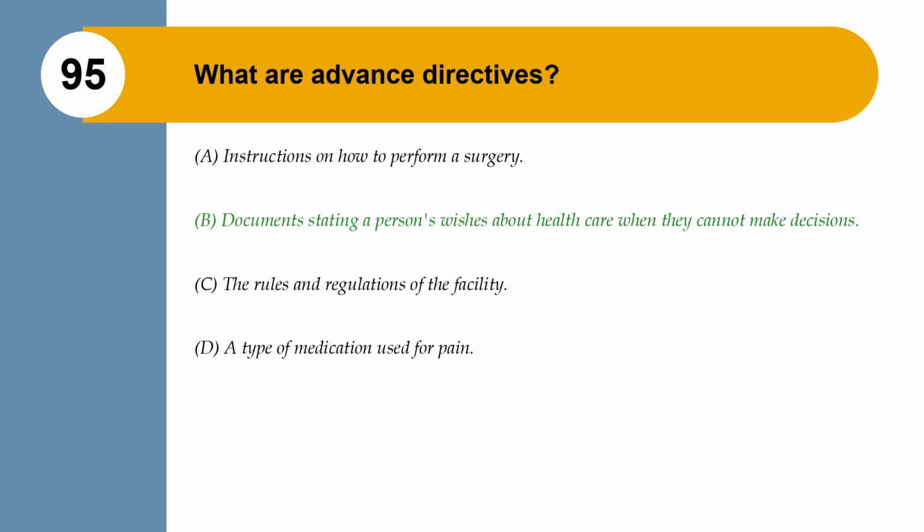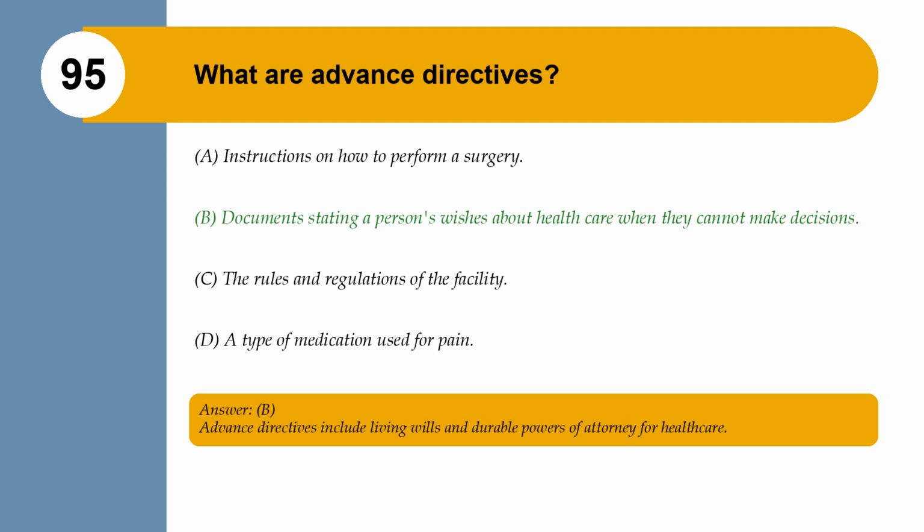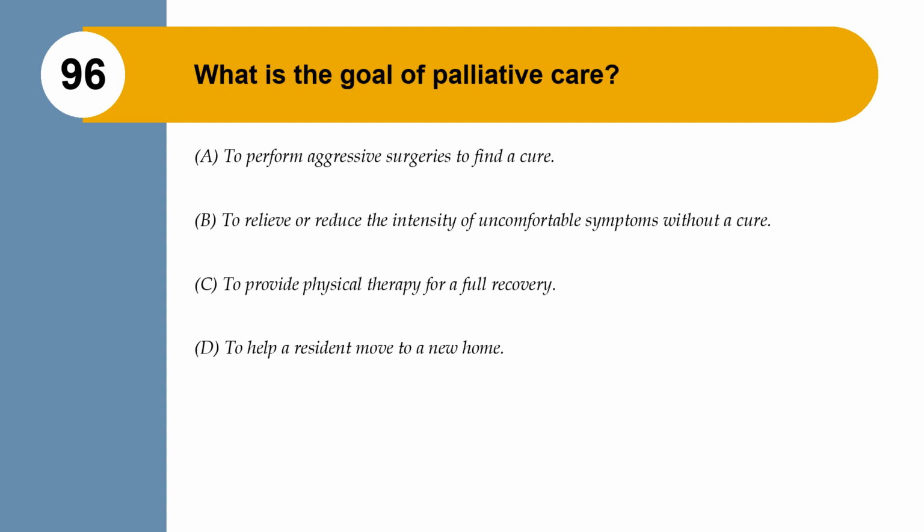The correct answer is option B, documents stating a person's wishes about health care when they cannot make decisions. Explanation: Advance directives include living wills and durable powers of attorney for healthcare. Question 96. What is the goal of palliative care? Option A, to perform aggressive surgeries to find a cure.